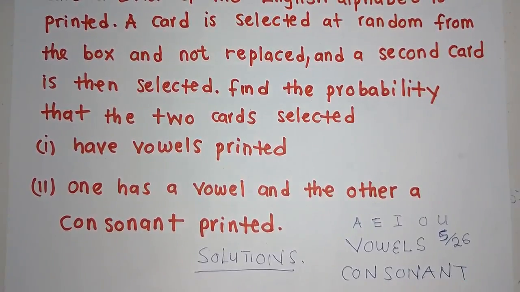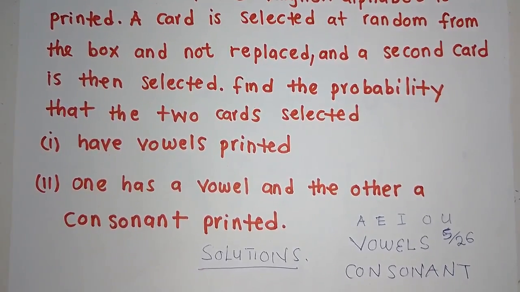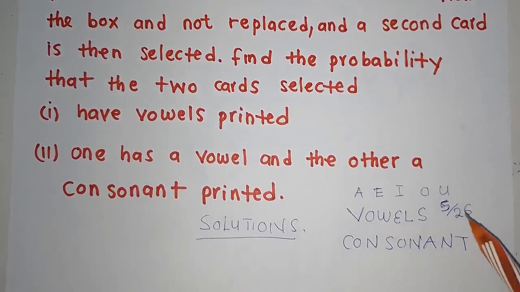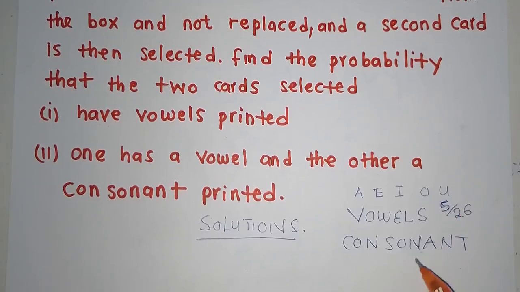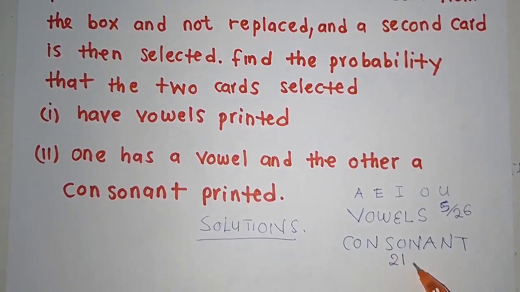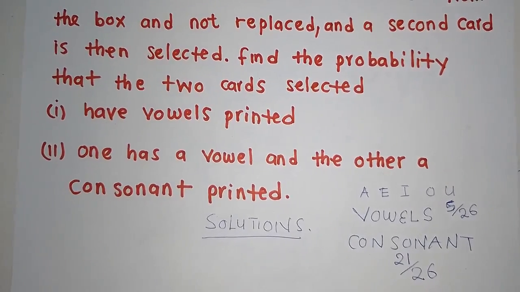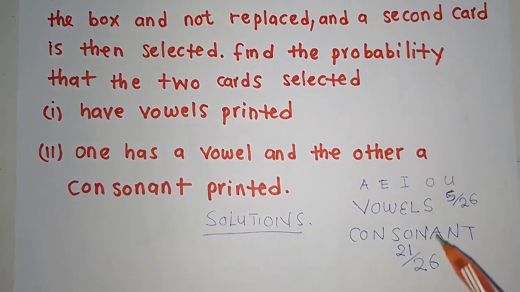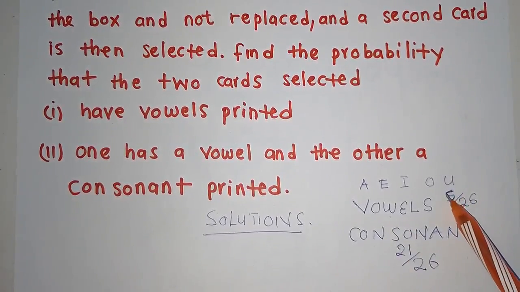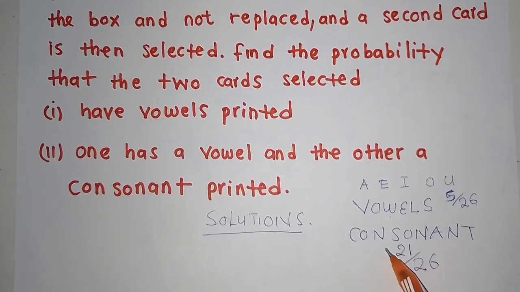You move to consonants. Consonants are letters solely. These are letters which remain when you remove these. So from the 26 letters, when you remove these 5, how many will you remain with? You say 26 minus 5. You are going to have 21. So 21 over 26. This is what you need to get. So this is our data. Vowels is 5 over 26. Then consonants are 21 over 26.